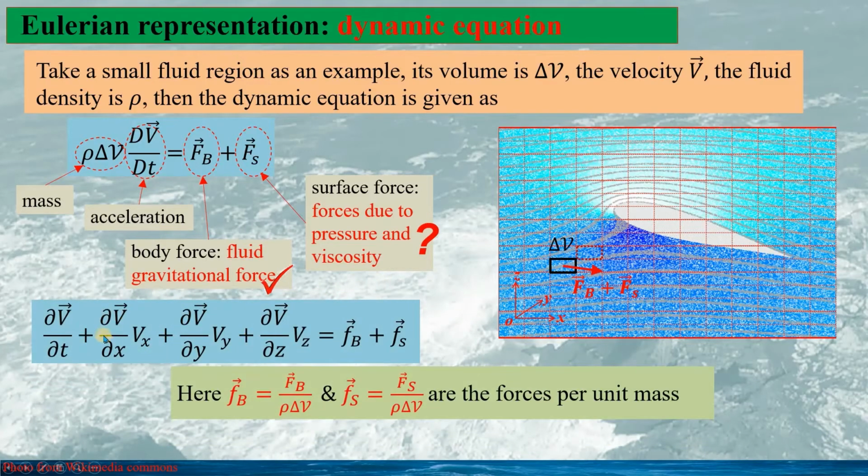So we can use the substantial acceleration, and the equation can be written as this. Here, the vector FB is defined as this. The vector Fs is defined as this. These two are the forces per unit mass. So this is the momentum equation in the Eulerian representation.